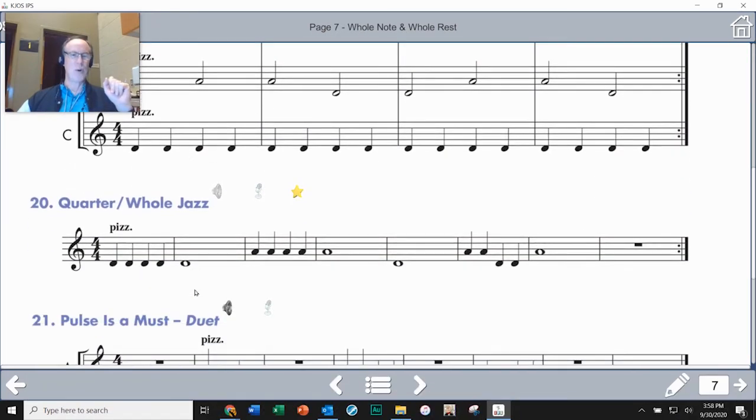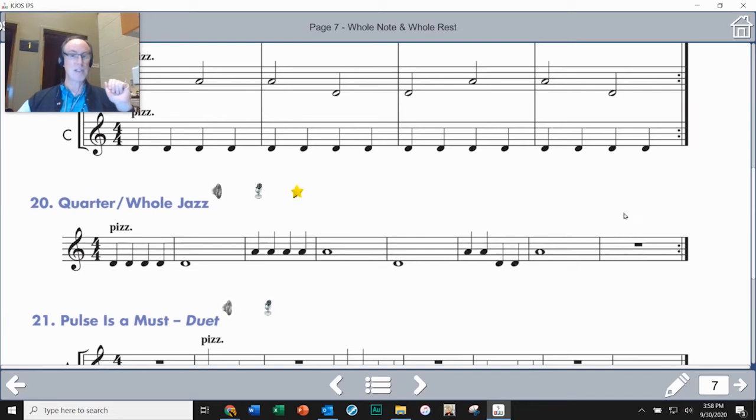Line 20, quarter, whole, jazz. Jazz, one of my favorite kinds of music to play on my saxophone. All right, you might want to listen to the sound of the song right there if you have the IPS software on your computer. I bet it's a cool jazzy song. All right, so let's take a quick look. We've got quarter notes, a whole note, some more quarter notes, whole notes, and then we have the whole note rest at the end and a repeat.